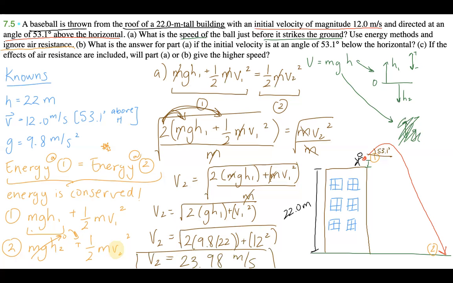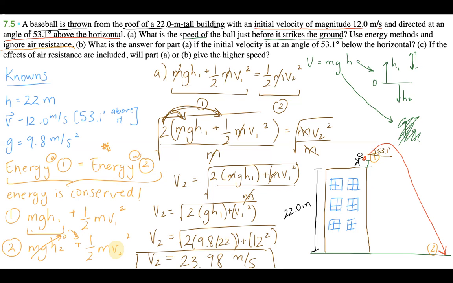Now part B. What is the answer for part A if the initial velocity is at an angle of 53.1 degrees below the horizontal? Excellent question. And you're about to see the beauty of using energy methods, right? You're about to see how much sense this makes. But before I actually go ahead and do that, I wanted to bring up, just tie this a little bit into kinematics, right?